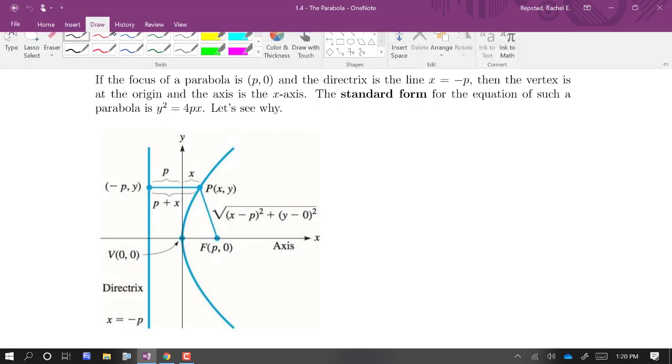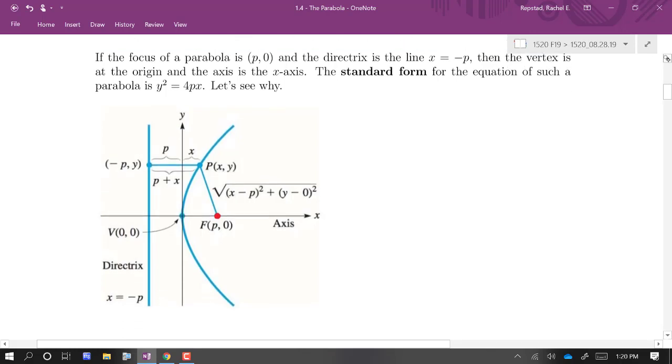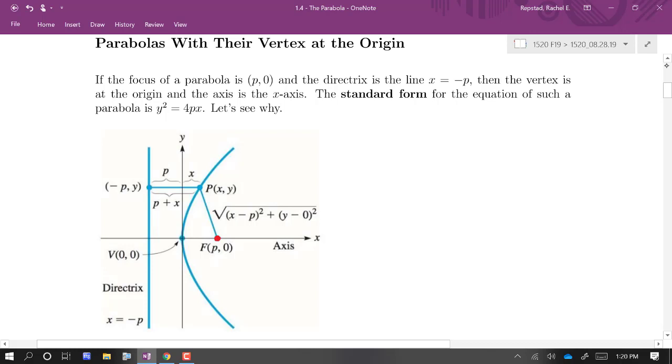So in this definition, here's the focus in this case at P0, and the directrix is this vertical line. We are going to work first with parabolas that have their vertex at the origin. And here's a parabola that is oriented horizontally. We'll also look at parabolas that are oriented vertically. But if the vertex is at the origin, knowing that that vertex is going to be the same distance to the focus as it is to the directrix, that means that if the focus is, say, over here at the point P0, then the directrix has to be the same distance the other way. And so that vertical line has the equation x equals negative p.